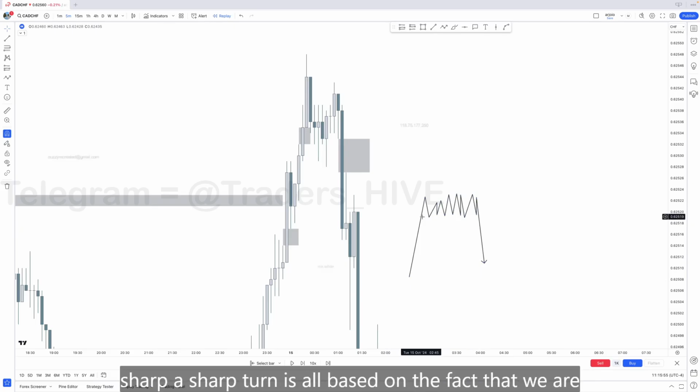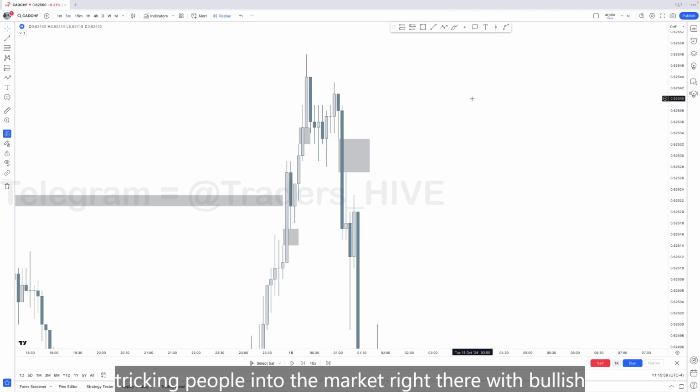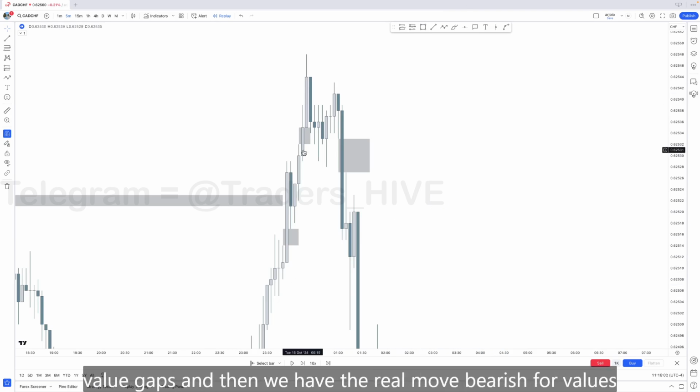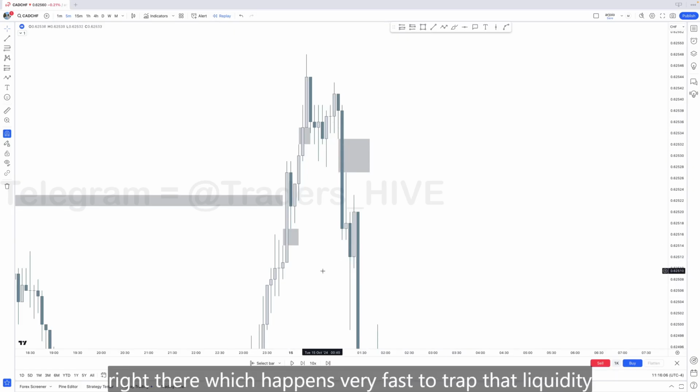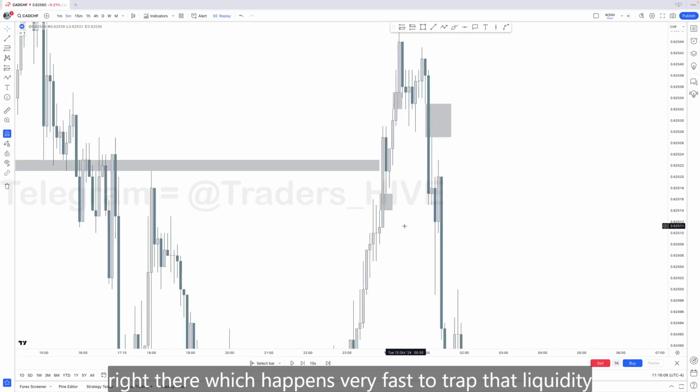It's not sharp. A sharp turn is all based on the fact that we are tricking people into the market right there with bullish fair value gaps, and then we have the real move, bearish fair value gaps right there, which happens very fast to trap that liquidity. That's the thought process behind a sharp turn.